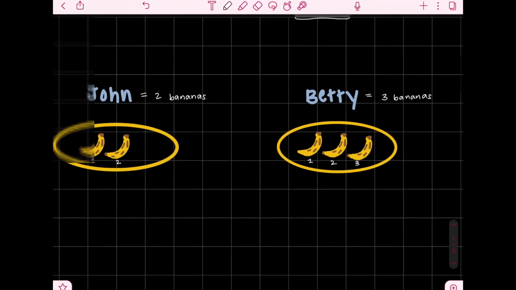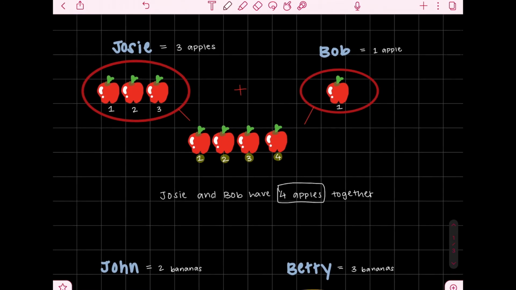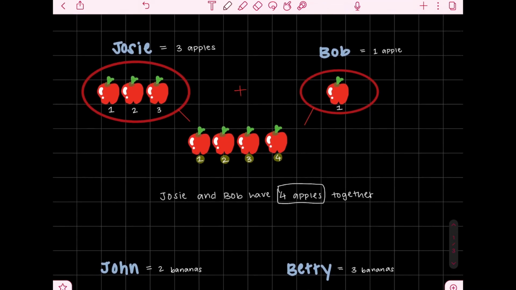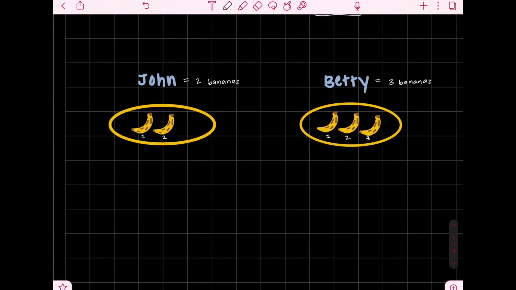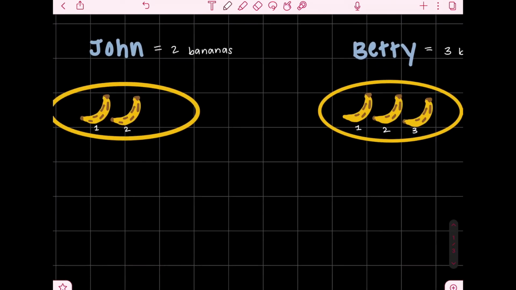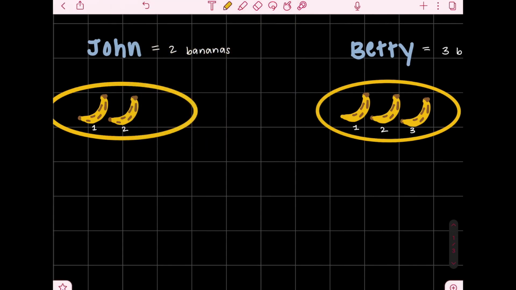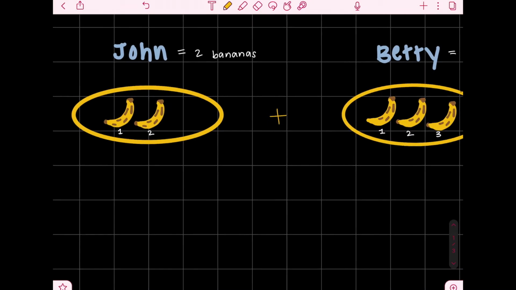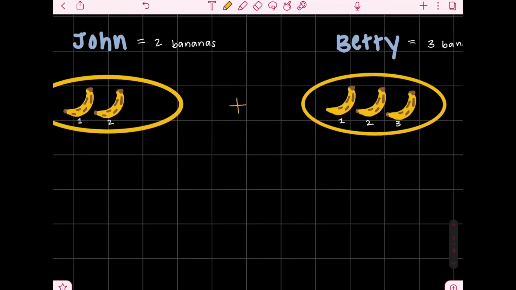Awesome. So remember what we did with Josie and Bob. After that, we determined that we had to add the amount of apples that they had. So now we're going to add the amount of bananas that John and Betty have. So remember, the symbol for addition is a plus sign, just like that. So we're adding the 2 bananas that John has to the 3 bananas that Betty has.